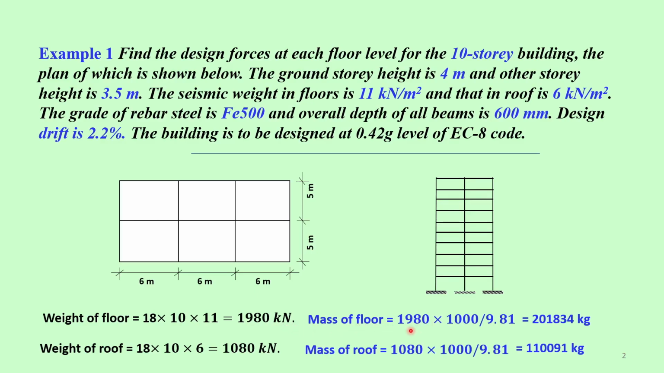Convert it to mass, multiply this by 1000 and divide it by 9.81 and you get the mass in kg. For roof level, the size is same and the load intensity is 6 kilonewton per square meter. So I get 1080 kilonewton and corresponding mass is 110091 kg. Now we shall open up the Excel sheet.